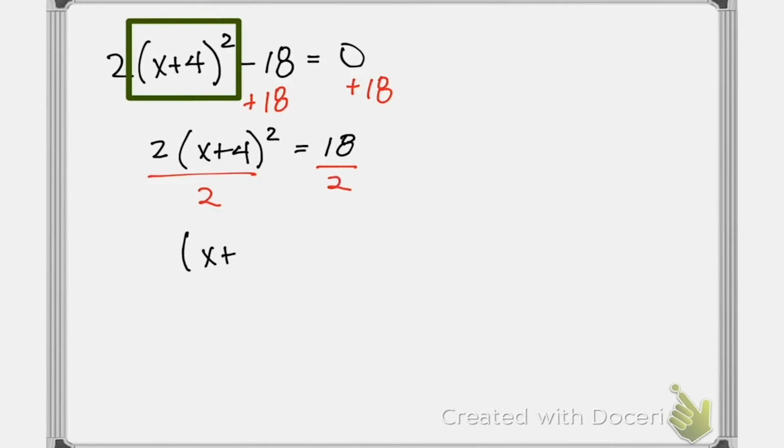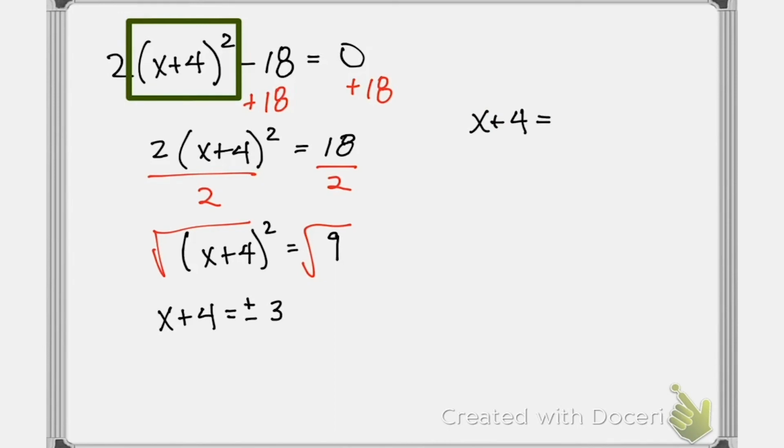Notice that the x + 4 just really hasn't changed the entire time. 18 divided by 2 is 9. Alright, now I need to take the square root of both sides. That's the isolating the x part that we need to get to. So x + 4, the square root of 9 is 3, but remember, two answers. I'm going to write this into two equations, the positive case and my negative case.